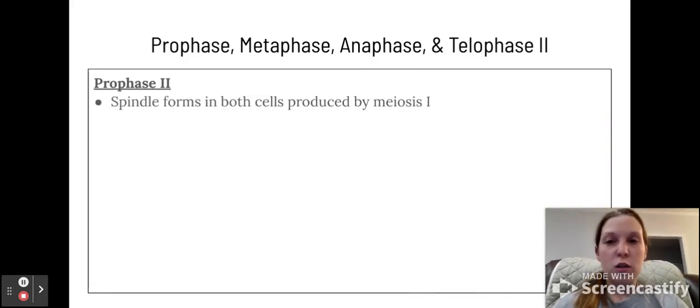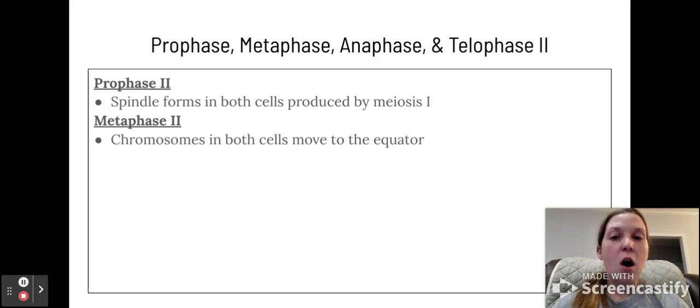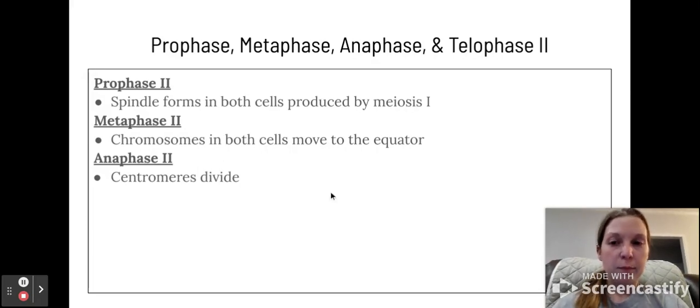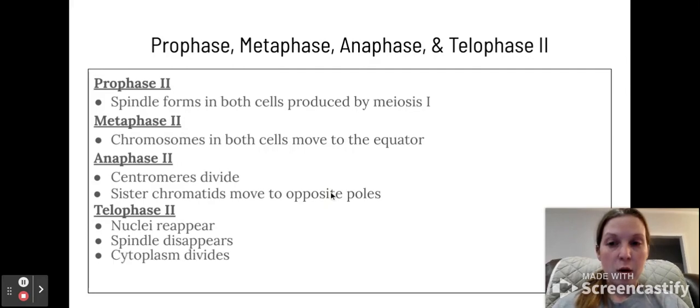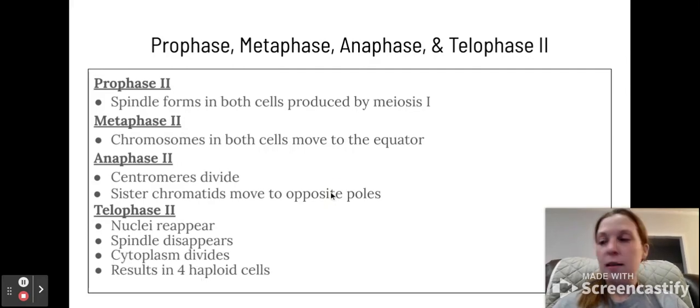So prophase 2, the spindles will form in both cells produced by meiosis 1. In metaphase, the chromosomes in both cells move to the equator. In anaphase, the centromeres will divide, and the sister chromatids will move to opposite poles. And then in telophase, the nucleus will reappear, will reform. Spindles will disappear. The cytoplasm divides, and this will result in 4 haploid cells.